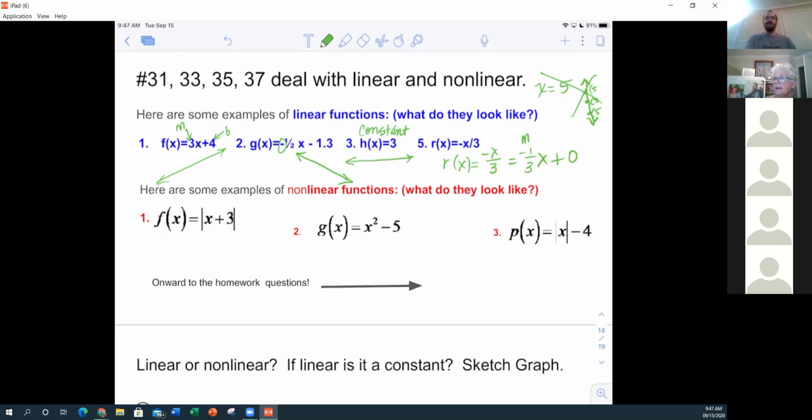And this is one of the scenarios where you want to say 0, not that there is none, because if there is none, that means it doesn't cross the axis. All right, as long as we got that straight.